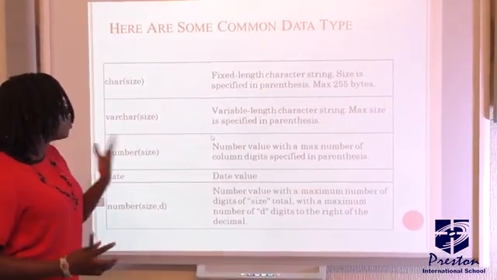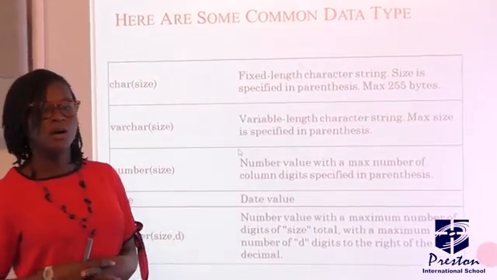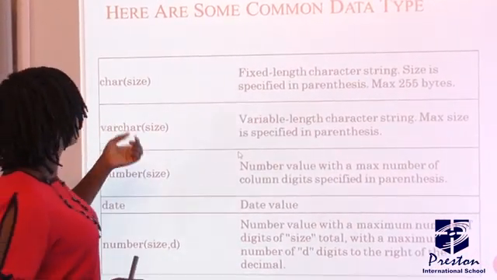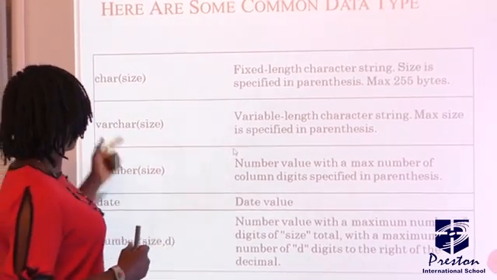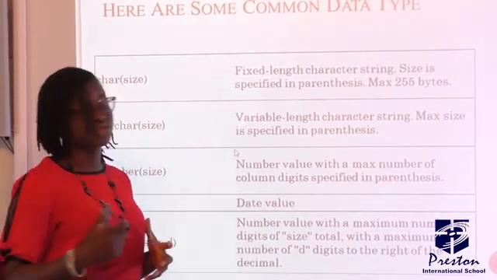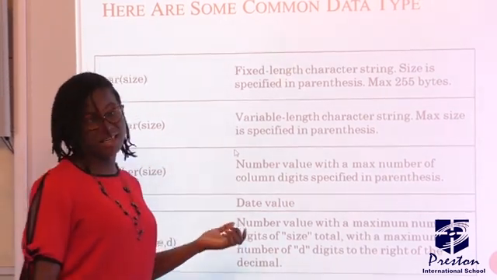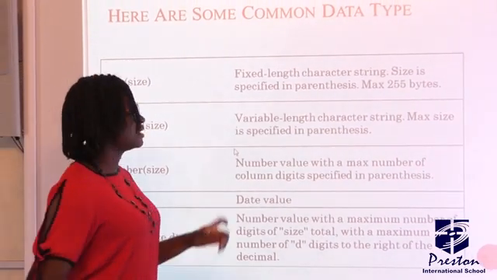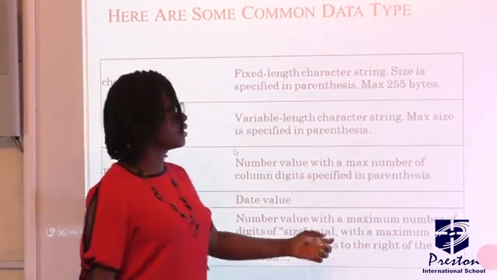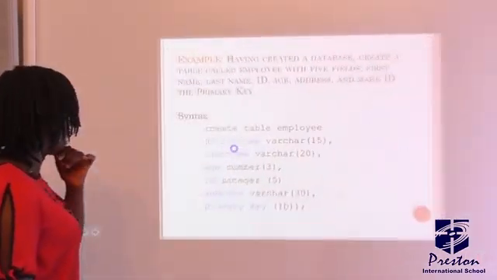Now, what are the common data types we're going to use when creating all these syntaxes? We have the char as the character string, the varchar, the variable length character string, and the number. Some call it integers. We have the date and the number with size. The D there is the digit, where you can easily define the digits you want to allow.